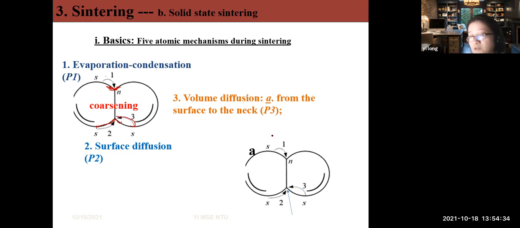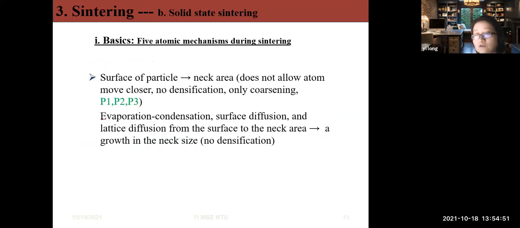Volume diffusion, because we said before, A place is convex, B place is flat, and C place here is concave. So let's continue. P1, P2, P3 are all surface particles moving to the neck area. They only move to the neck area, but have nothing to do with the grain boundaries. Only when you have anything to do with the grain boundaries will you have densification.